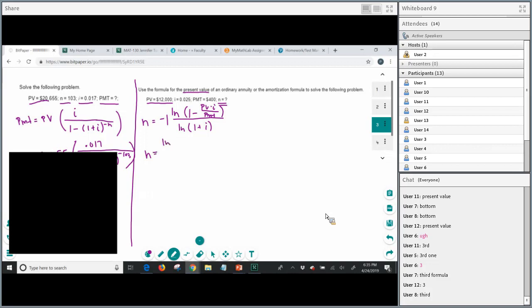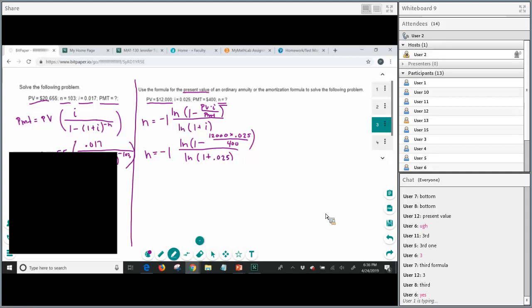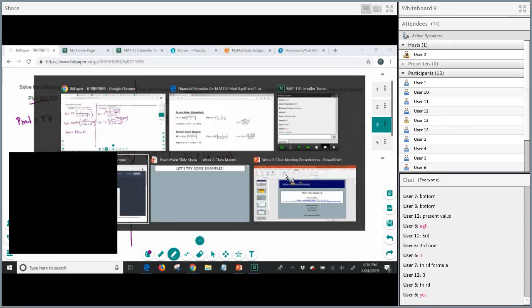So N is equal to natural log, oops, I'm sorry, forgot my minus 1. N is equal to minus 1 times this fraction, natural log of 1 minus, now, the present value was 12,000, so 12,000 times the I was 0.025 all over the payment, which was 400. And on the bottom is natural log of 1 plus I, again, was 0.025. Okay? Everybody got that? All right. Let's go over to the calculator and put it in.